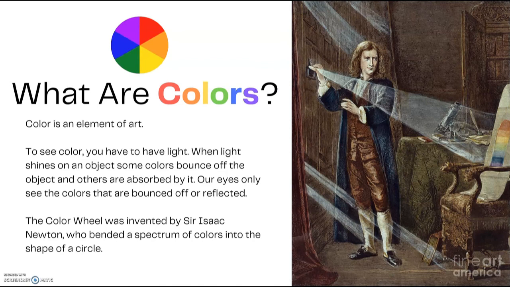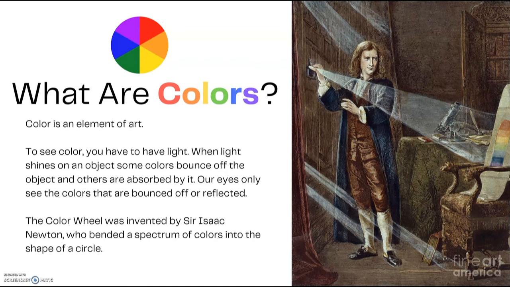When light shines on an object, some colors are bounced off the object, and other colors are absorbed by the object. Our eyes can only see the colors that are bounced off or reflected, so we cannot see any of the colors that are absorbed. So anything that you see around you, if you see that pencil you have is yellow, that's the color that is bounced off, so it actually absorbs all of the other colors.